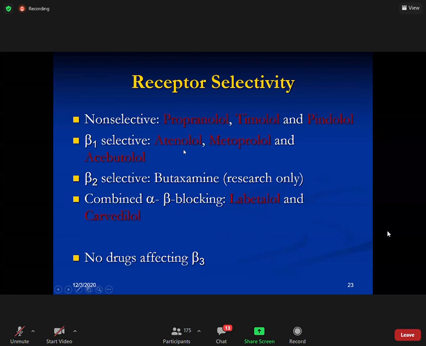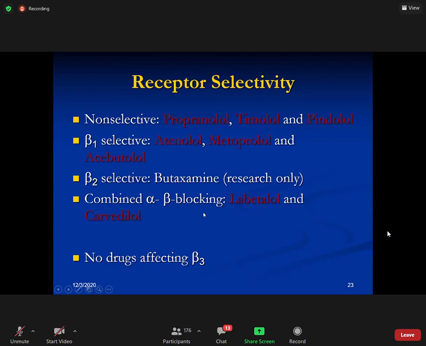Beta-1 selective: atenolol, metoprolol, and acebutolol. Beta-2: butoxamine. I won't leave out an important medication related to the heart, so I will ask you about butoxamine. I think I have a mistake here. Butoxamine is research only. I think it's an O.